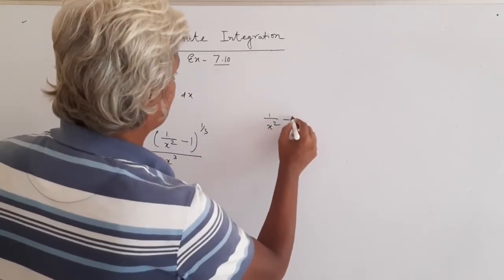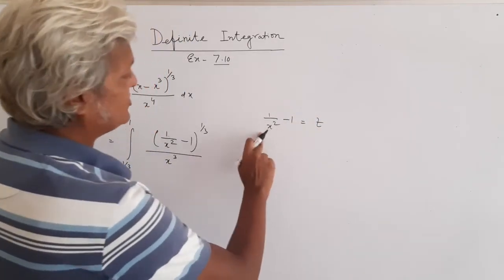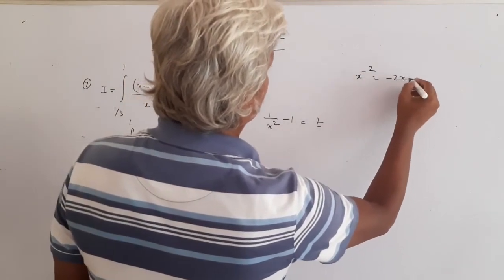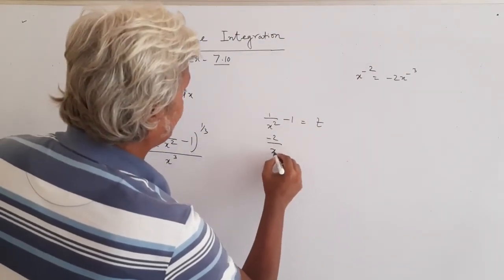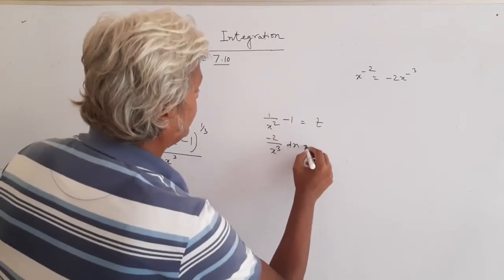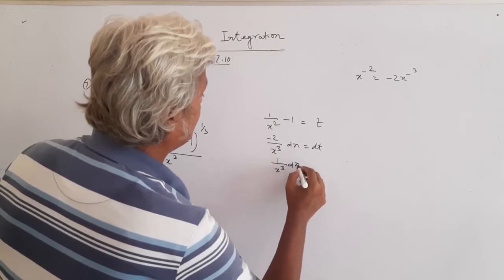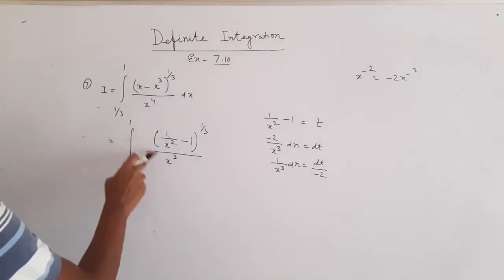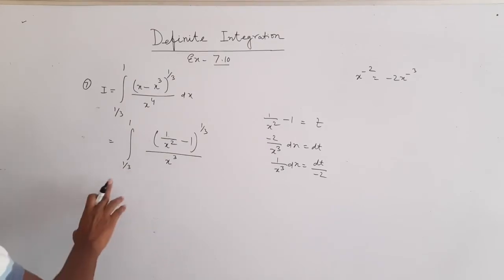1 by x square minus 1, if I write as t, then differentiate this one. What do you get? X to the power minus 2, differentiation of this is minus 2 x to the power minus 3. So you get minus 2 over x to the power 3, and this differentiation is 0. Dx is dt. So 1 over x cube dx is dt over minus 2. See, 1 over x cube is there, so this is gone, and this will become something. Now at the same time I change the limit also.